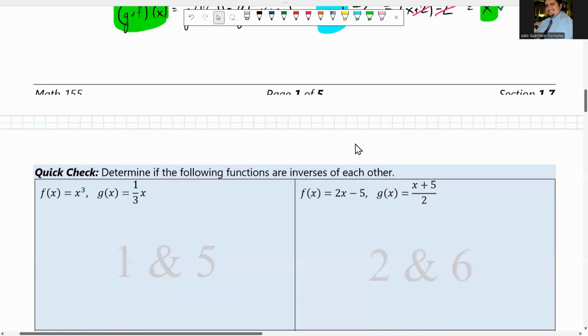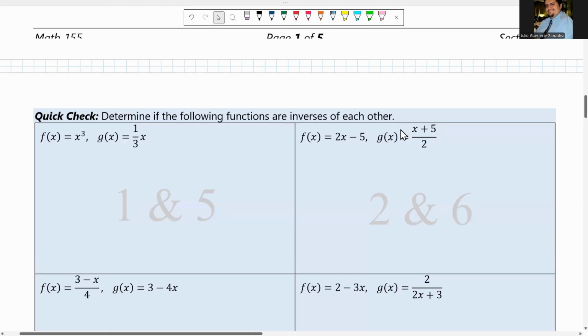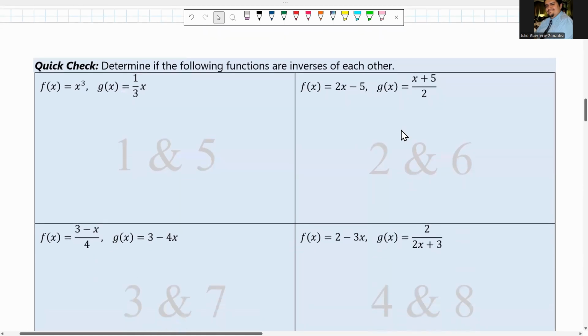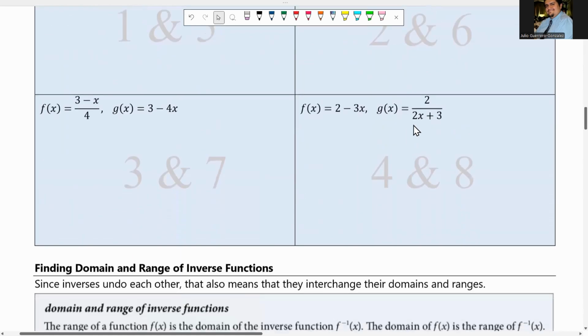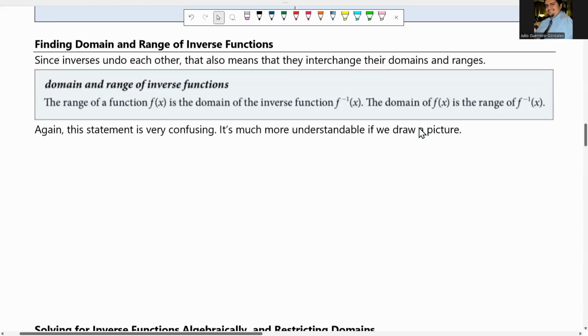What comes up next is a couple quick checks. I'll have you guys look at whether or not these are inverses of each other. Domain and ranges of inverse functions. If you remember what a domain is and what a range is for a function, the domain of a function is all the possible x values we can plug in, and the range of a function f of x is all the possible outputs.